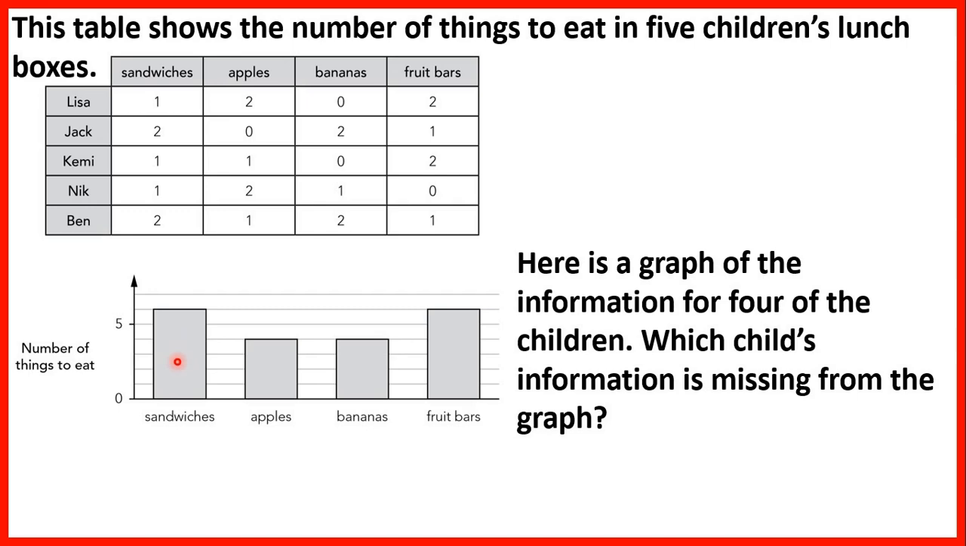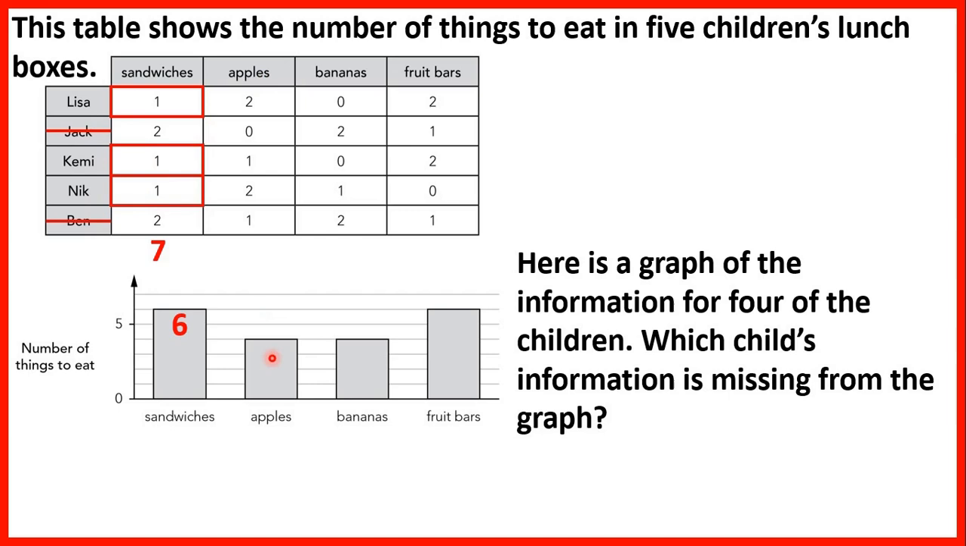So if we look at our bar graph, for sandwiches we have 6, but if we count the total number of sandwiches, we have 1 plus 2 plus 1 plus 1 plus 2, so that's 7. So that means one of the children with only one sandwich will be missing from the bar chart, because 7 is one more than 6. So that means it's either Lisa, Kemi or Nick. So we can cross off Jack and Ben.